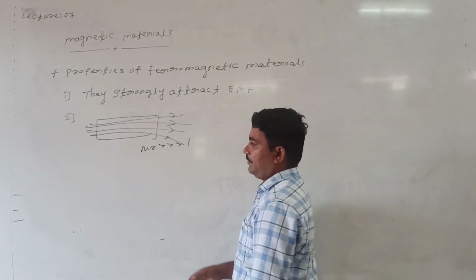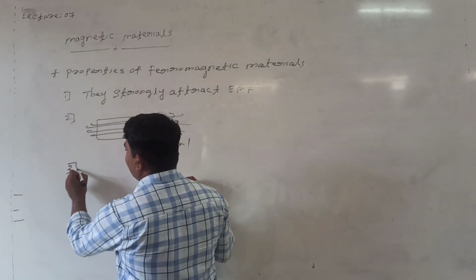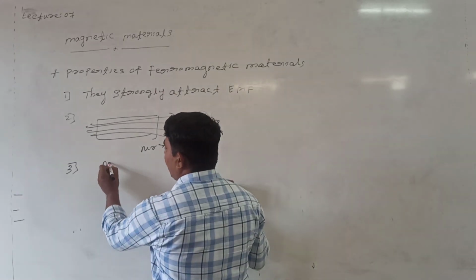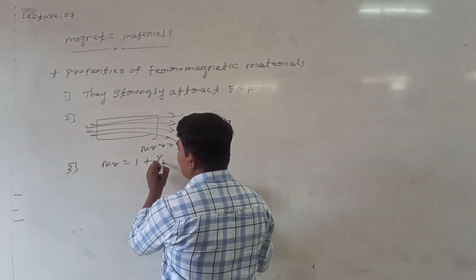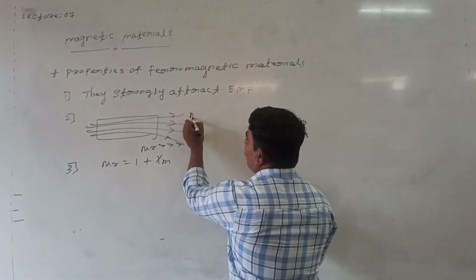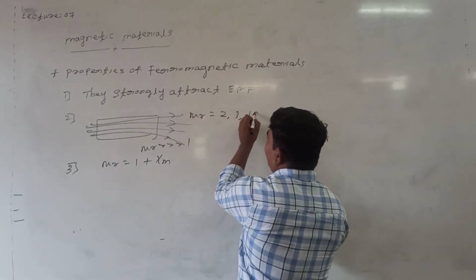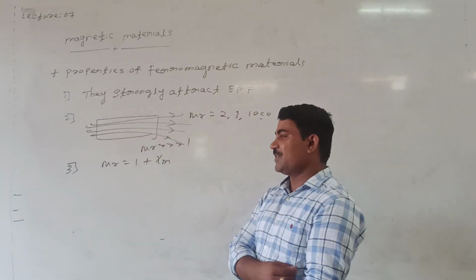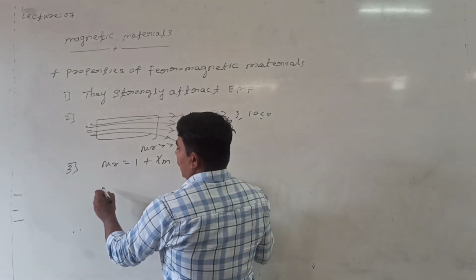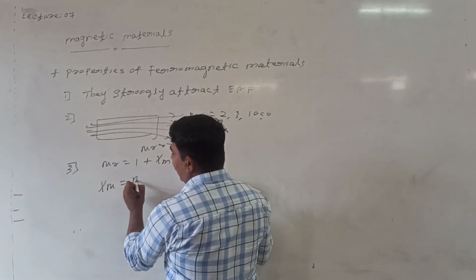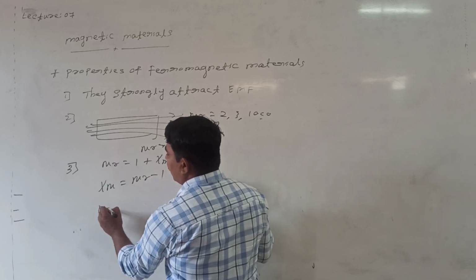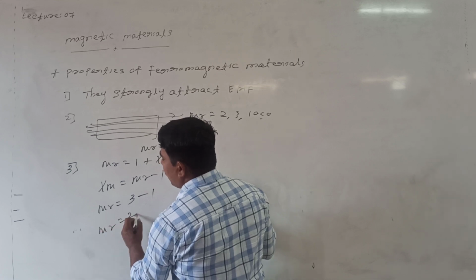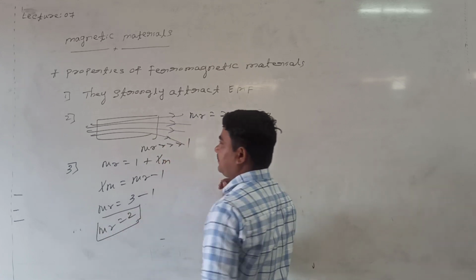Magnetic permeability is more. Then let us take magnetic susceptibility from this relation. What is the relation? mu r is equal to 1 plus psi m. So mu r is of the order of 2, 3, 4, 100, or even 1000, because more magnetic field lines pass. Then from this, psi m is equal to mu r minus 1. Taking mu r as 3, psi m is 2. So mu r is always positive and greater than 1.